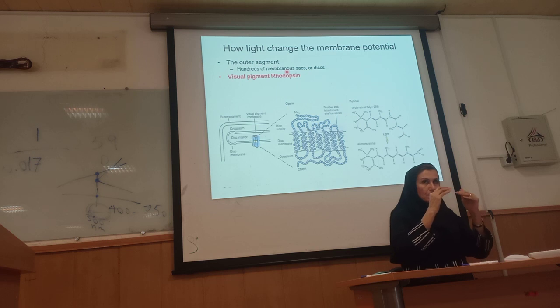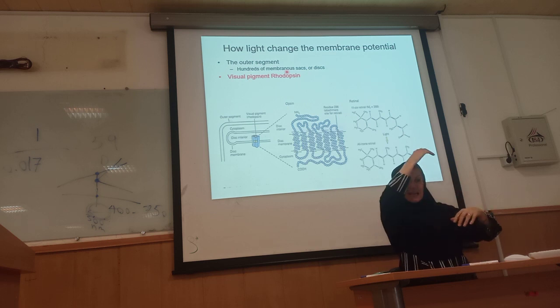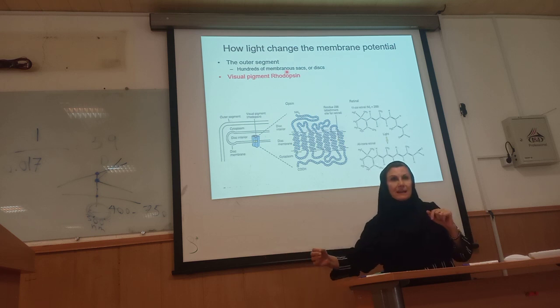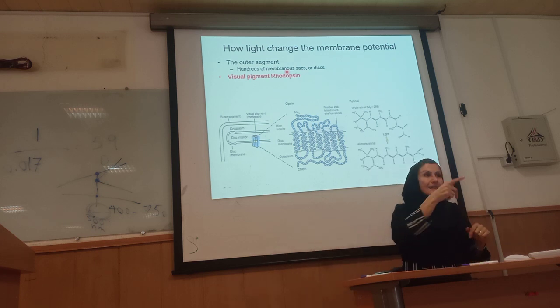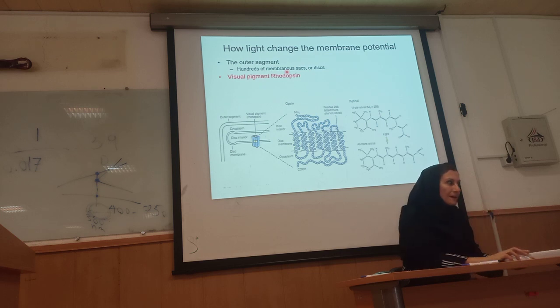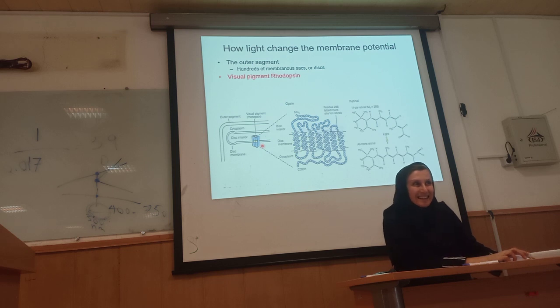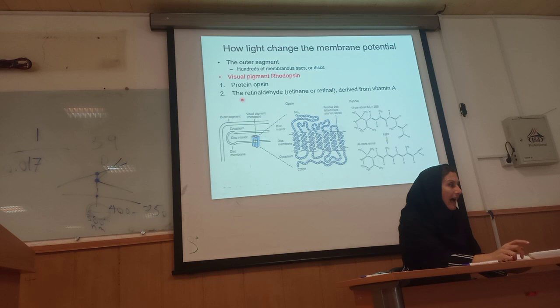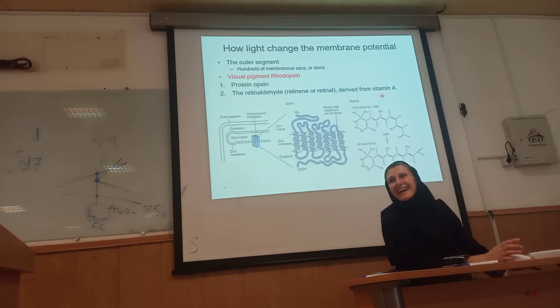Our photoreceptors, for having a huge surface of the cell membrane, need to be formed. For what? For placement of this photopigment, the rhodopsin. Okay? The visual pigment rhodopsin consists of what? A protein opsin and the retinal part derived from vitamin A.